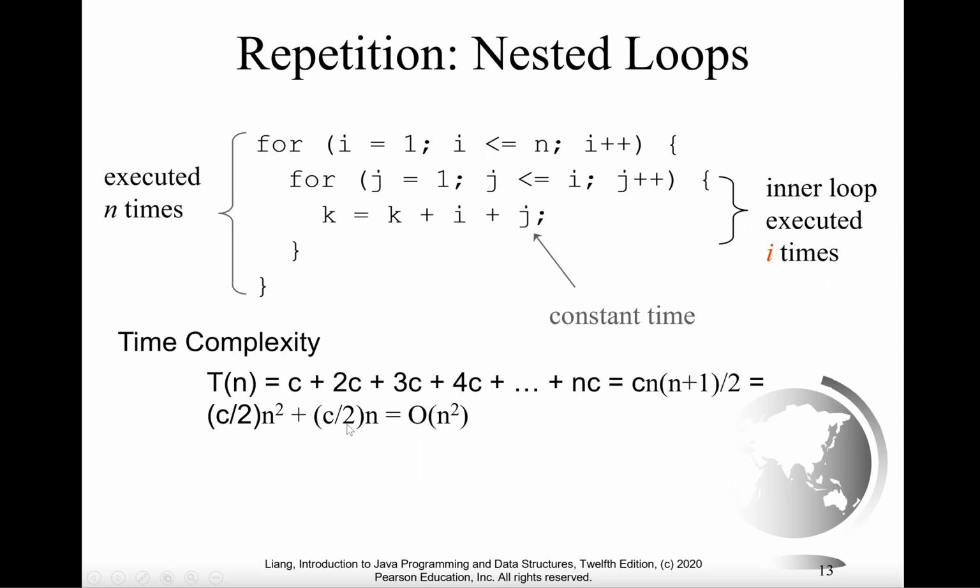Now, this is the n squared, and this is n. This one is a non-dominating part and can be ignored. So we focus on the dominating part, which is n squared. And c over 2 is a constant factor. It can be removed. So finally it's reduced to order n squared. So the time complexity of this loop is actually the same as the previous loop when n is very, very large.